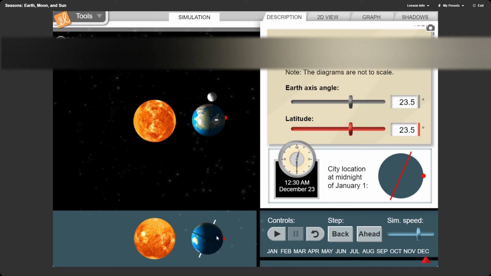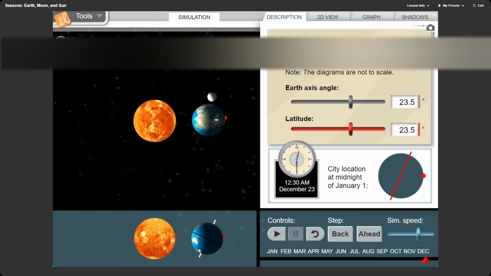And since it's tilted away, notice that this red dot that we were looking at, this location, this latitude, as the Earth is rotating, it's going to spend more time in the darkness and barely enough time in the light, right? And that's why it's so cold in the winter for us in the Northern Hemisphere.